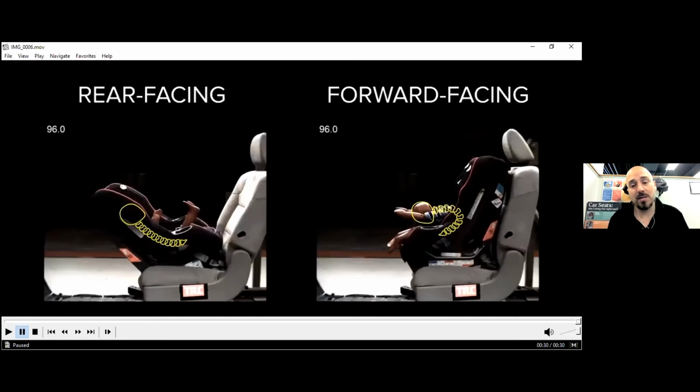In the forward facing, you see how the head of the kid is moving forward, so the spine is stretching, and usually this is an injury that they cannot survive, okay? That's why we want to keep them in the rear facing position as much as we can. Okay. Good. I'm going back to the presentation here.